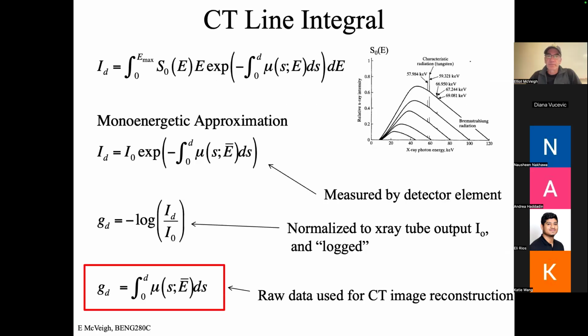So here's our line integral, right? We get our measurement at D, air scan, times the attenuation through the path length. Log transform that, and we get this new function, which is called our projection data, or we're going to see it's called our sinogram data, which are just the sums of these mu values.